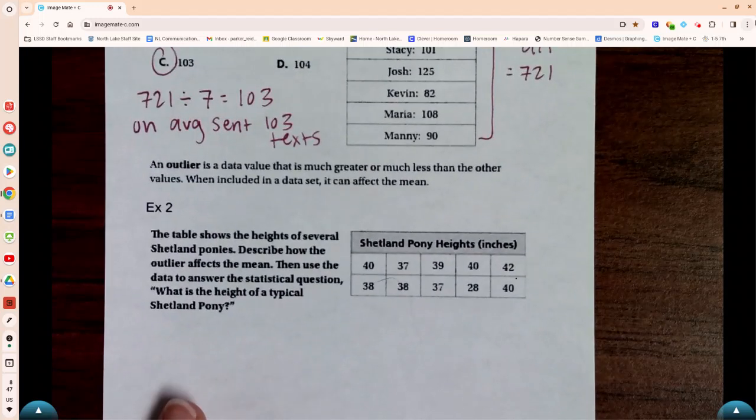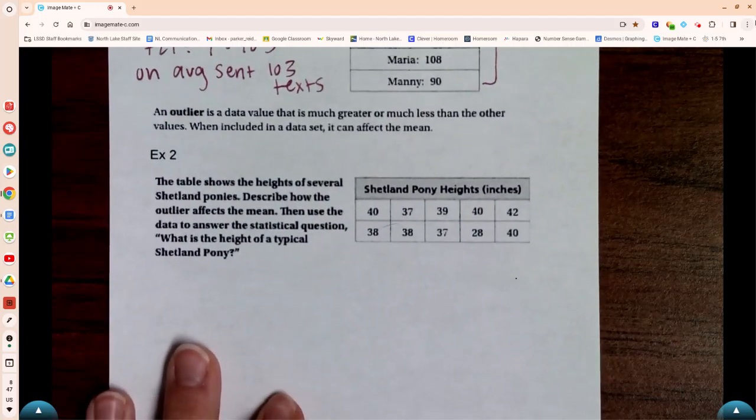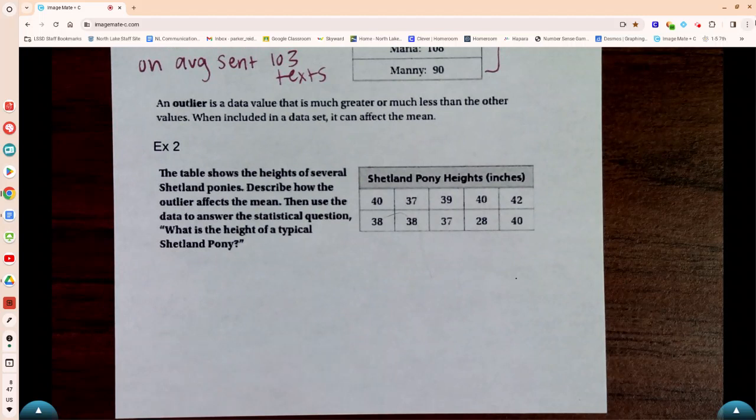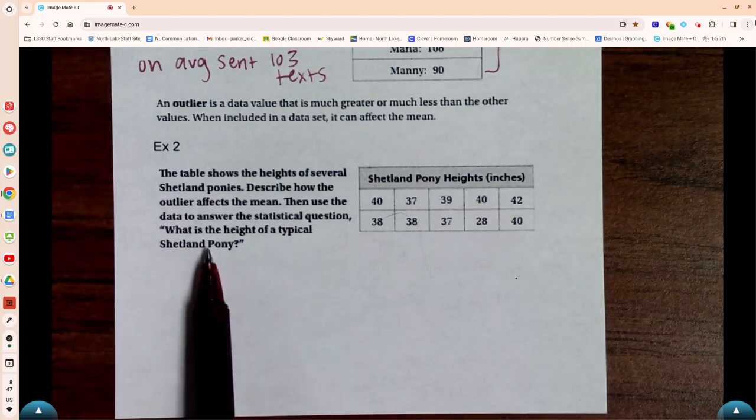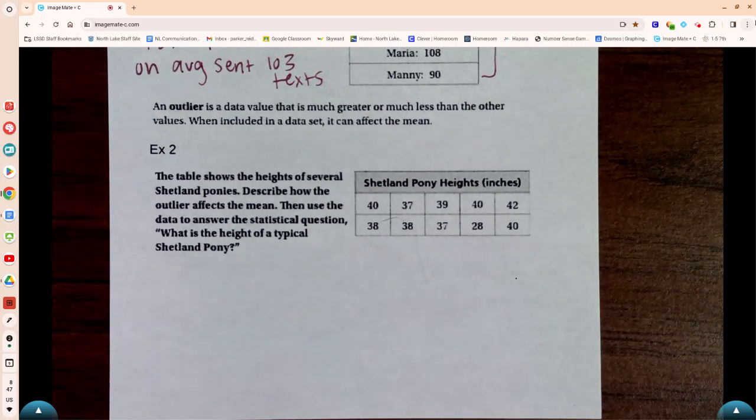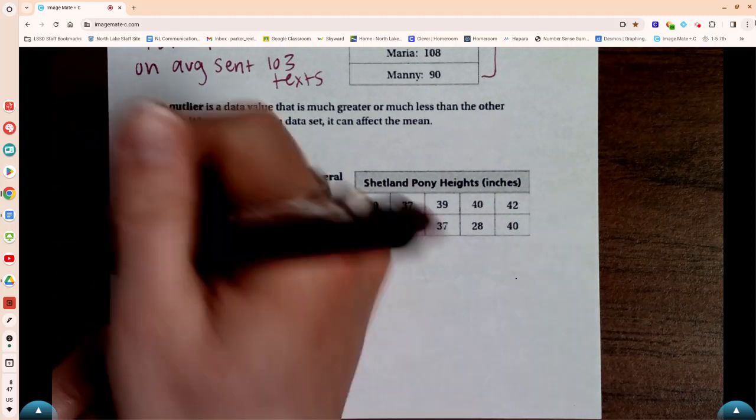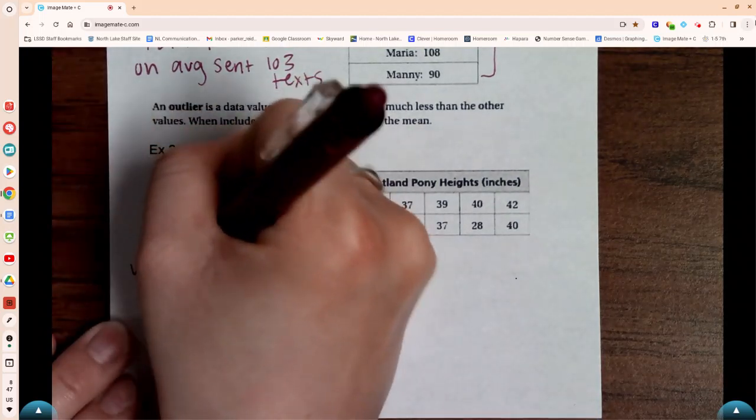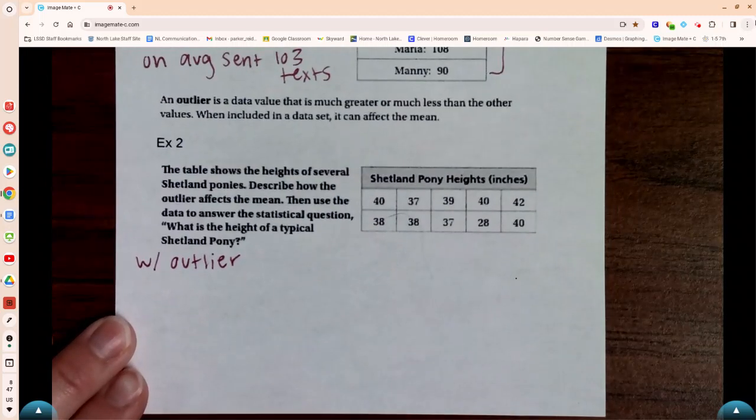So this table shows the heights of several Shetland ponies. We are going to describe how the outlier affects the mean and then use the data to answer the statistical question, what is the height of a typical Shetland pony? Remember, this is statistical because there's not one answer, but I'm going to use the mean to get a reasonable answer to the question. So first I'm going to find the mean with the outlier, meaning using all my numbers.